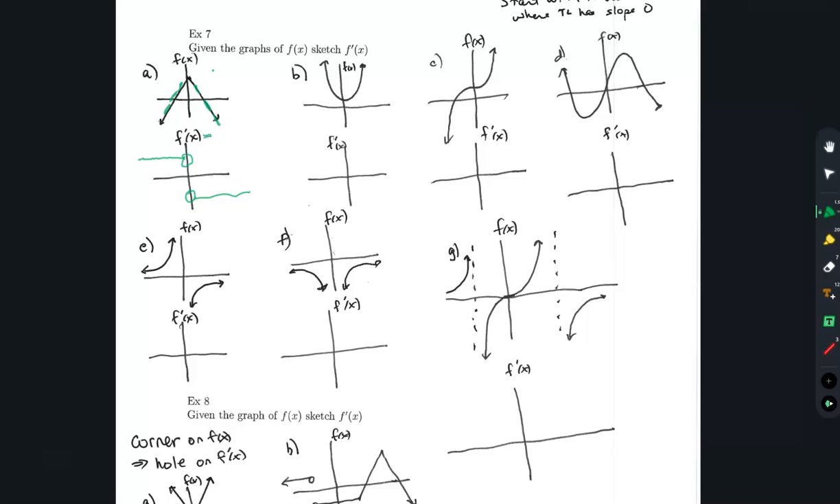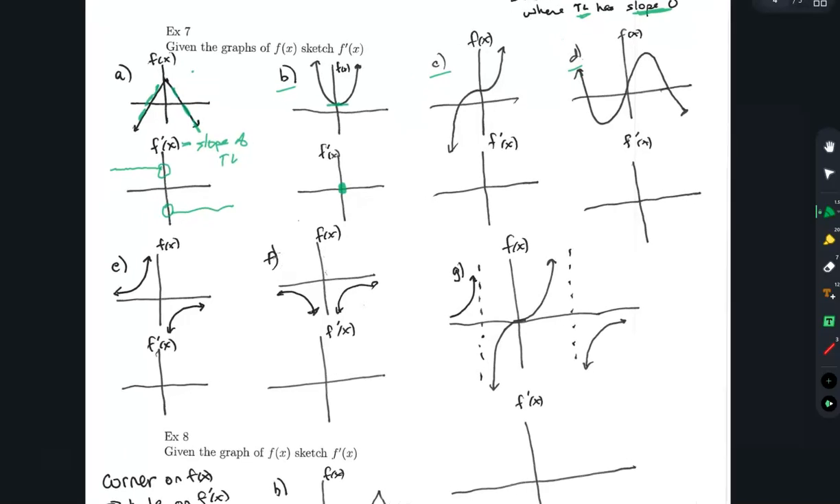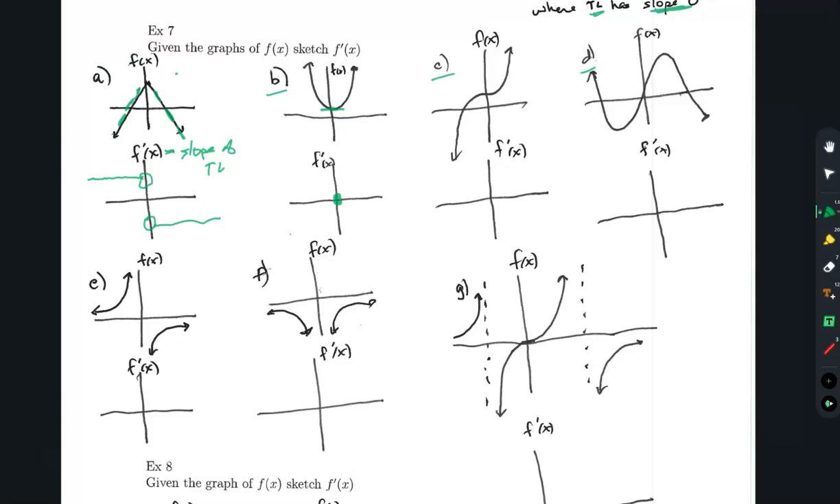So remember, this here, this axis is the slope of the tangent lines. So whenever you can find where the slope of the tangent line is 0, that's a great starting place. So for B, C, and D, that would be a good starting place. So right here, I see slope of the tangent line is 0. So that means at x equals 0, that f prime is 0.